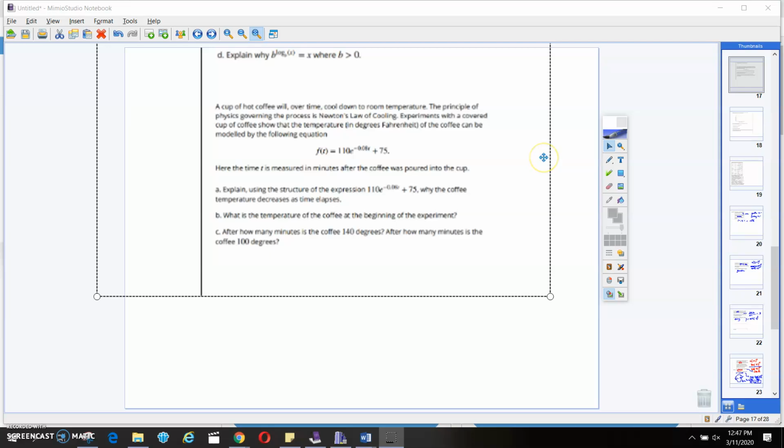All right, a cup of coffee will, over time, cool down to room temperature. A principle of physics governing the process is Newton's law of cooling. Experiments with a covered cup of coffee show that the temperature in degrees Fahrenheit of the coffee can be modeled by that.